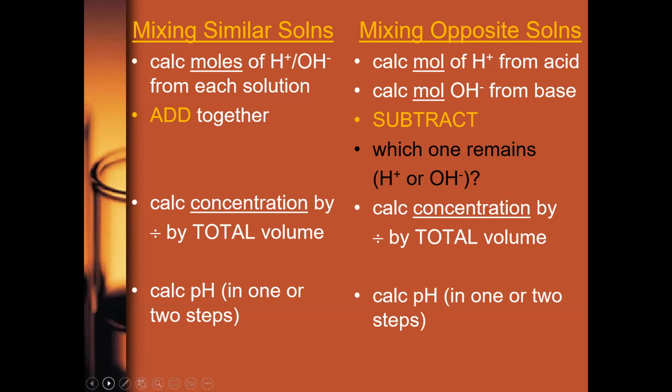So if we have excess hydrogen, we can plug that concentration straight into the pH. But if our excess is in hydroxide, we need to find pOH and then pH. So let's look at some sample problems and actually do some of these together.